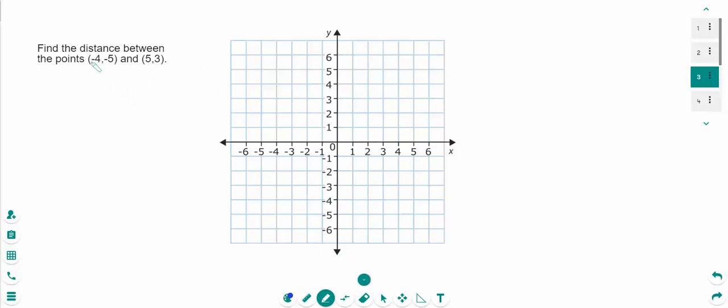So we have the coordinates -4, -5. That's point number 1. So -4 on the x would put us here. -5 down would put us right here. So that's our first point. Okay, and then our second point is 5, 3. So 5 on our x, 3 up on our y. That puts us right here.